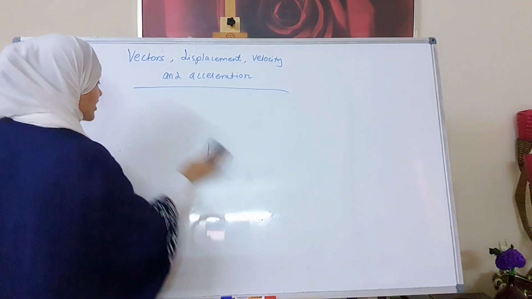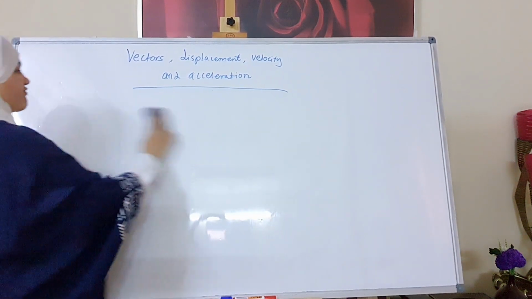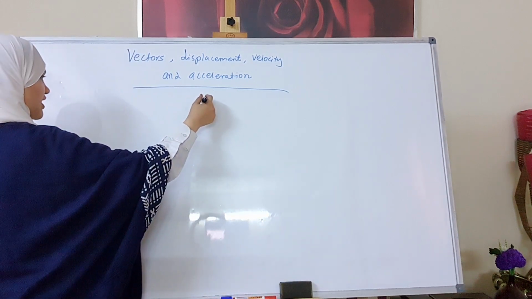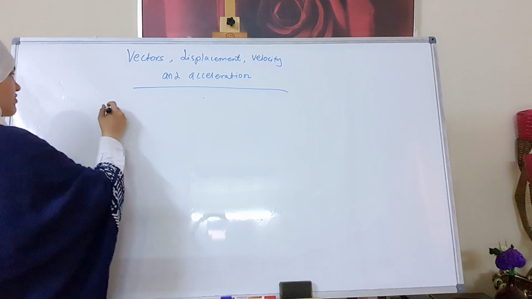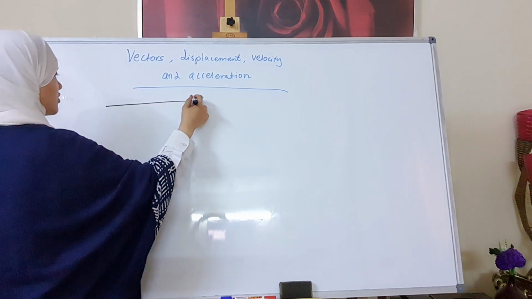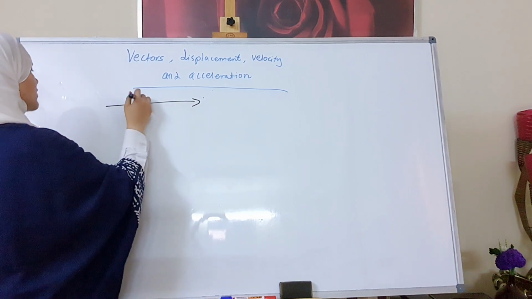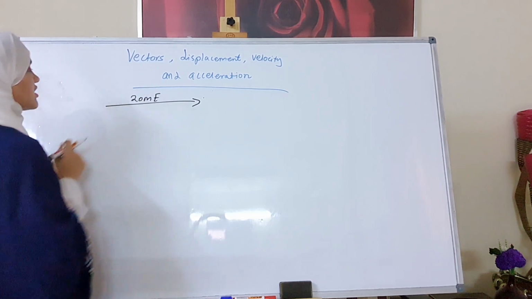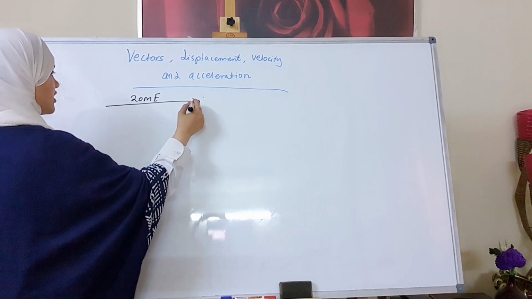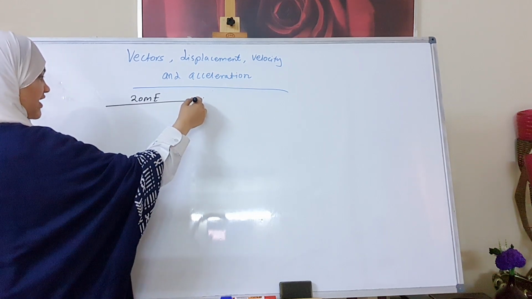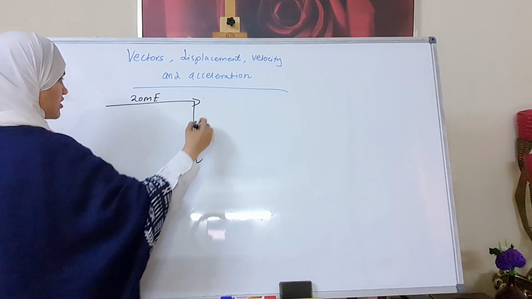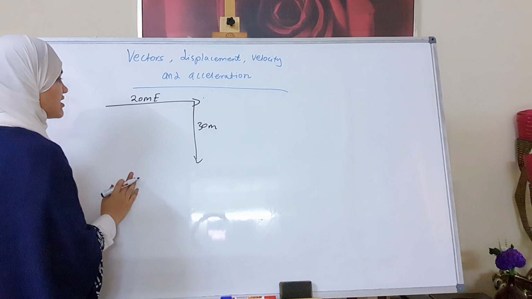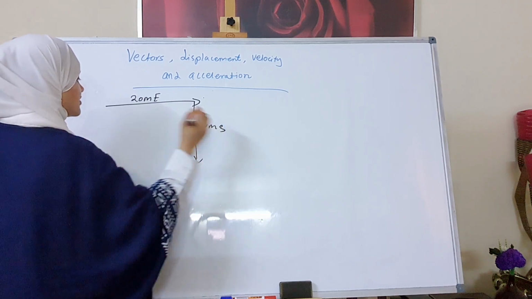Okay, so that was for vectors here. But what about finding the resultant in a particular problem? For example, here we have someone who runs west, someone who runs east, alright? For 20 meters east. And then he changed his direction and ran 30 meter, what we have here is east, and here is south.